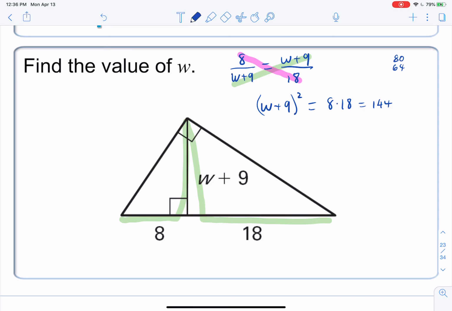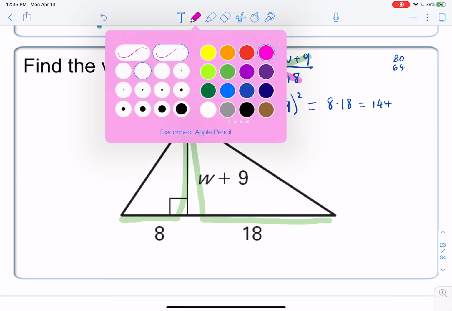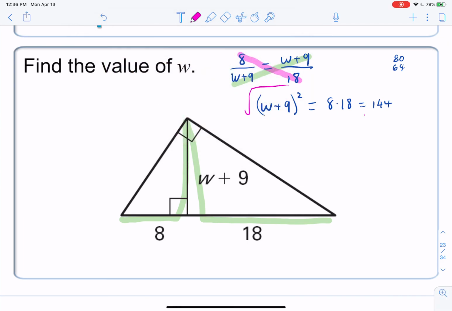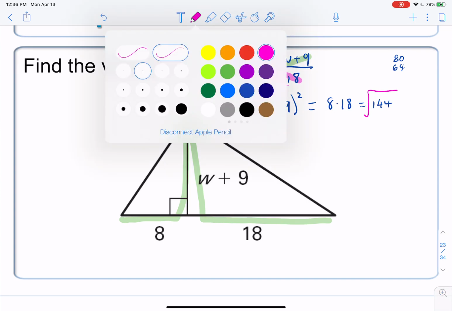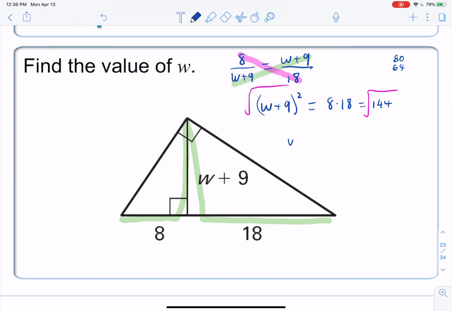And I didn't want to FOIL that thing out, because just think of this thing as like an x squared is equal to 144, right? And then I could very easily just take the square root of both sides and get rid of that square that's on the left-hand side. So I'm going to take the square root of both sides. All right, on the left-hand side, I get w plus 9, because the square and the square root are going to cancel out.